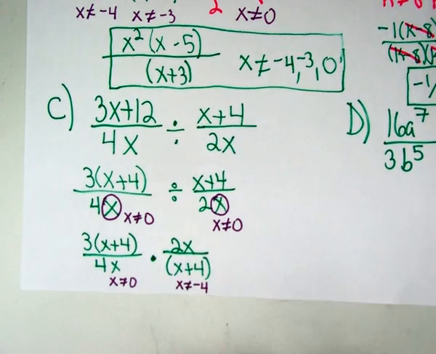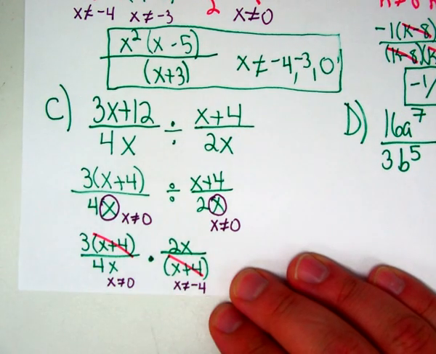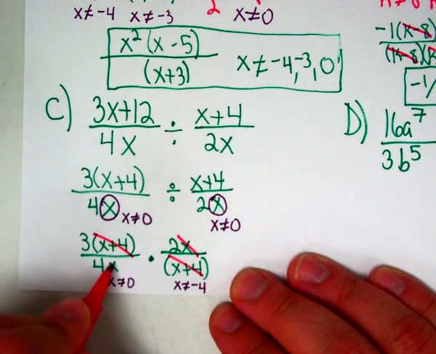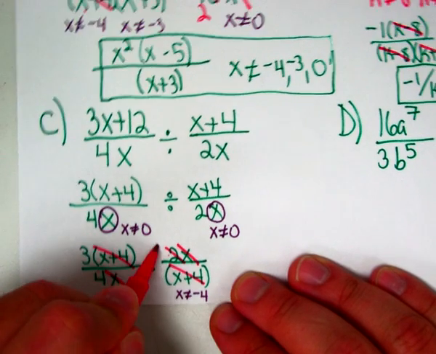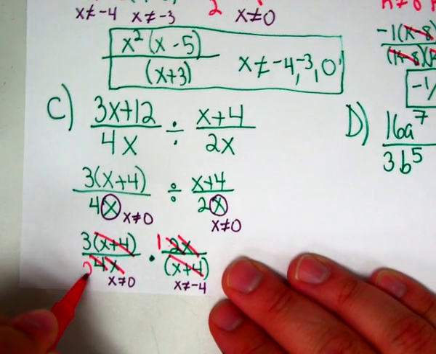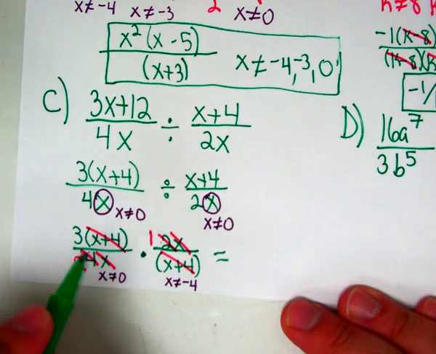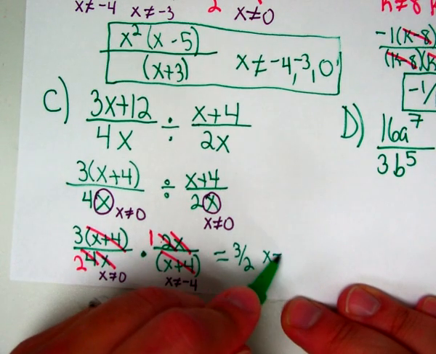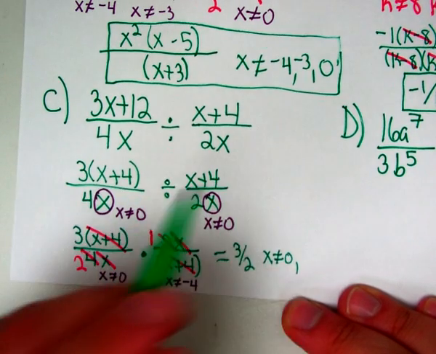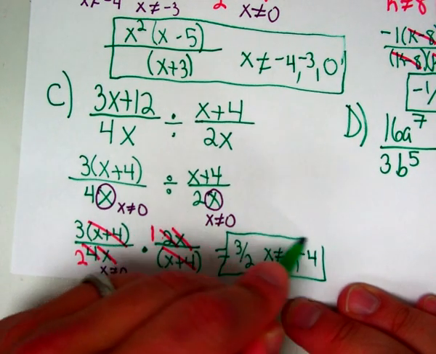If we look at what they have on the top and the bottom, x plus 4's will cancel. The x's right here will cancel. 2 and 4 will reduce and become a 1 and a 2. We've officially eliminated everything except for that little bit that's remaining, which just happens to be a 3 over 2. And then still remember that x cannot equal 0 or negative 4. This is your completed answer. Okay?